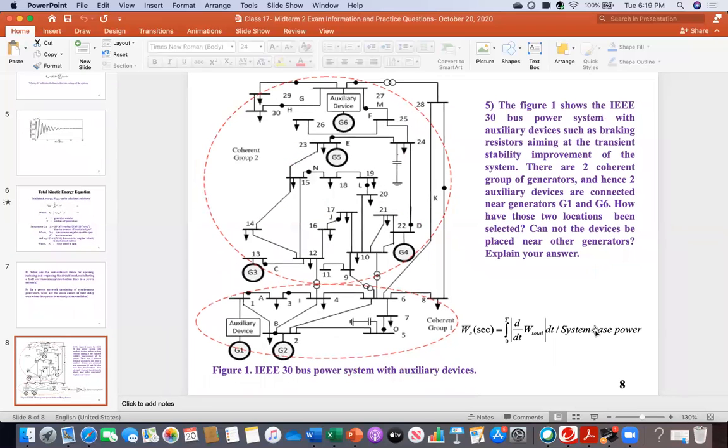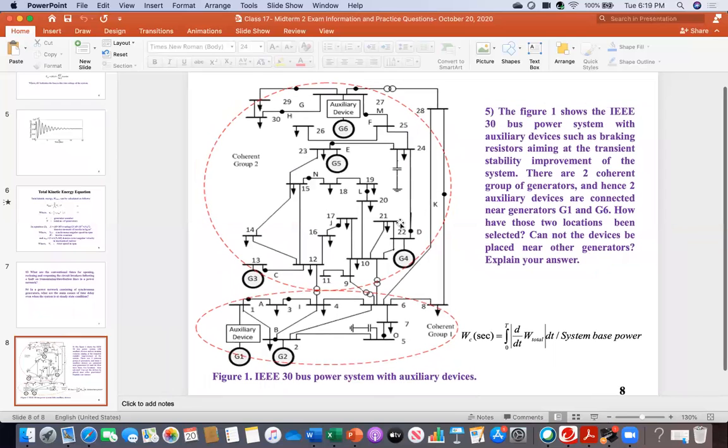Okay, just a moment. Everybody see, there is one question here. This is figure one. This is called IEEE 30 bus power system with auxiliary device, such as braking resistor. Now, what are the auxiliary devices? Like braking resistor is one example. I mean, it can be other devices like STATCOM, energy storage, SVC. It can be any device aiming at the transient stability improvement of the system.